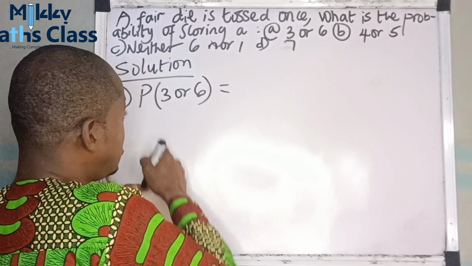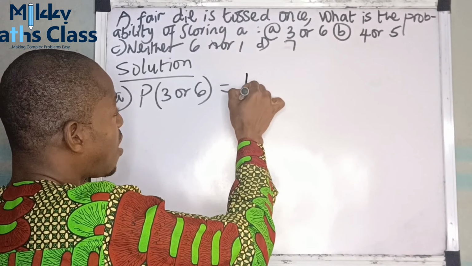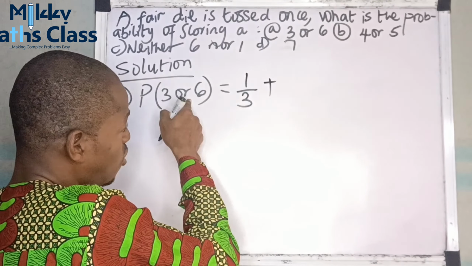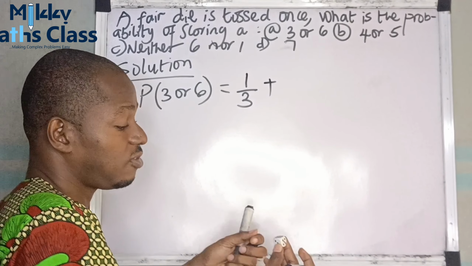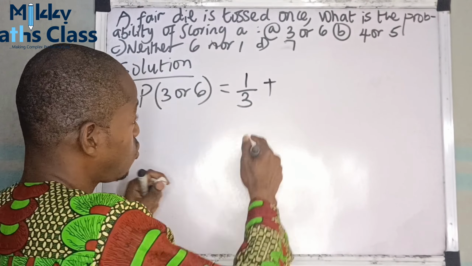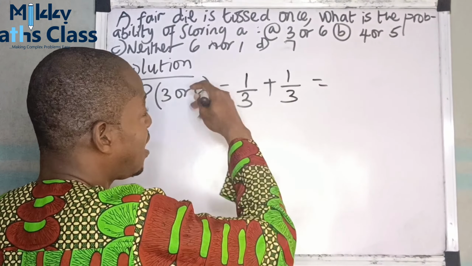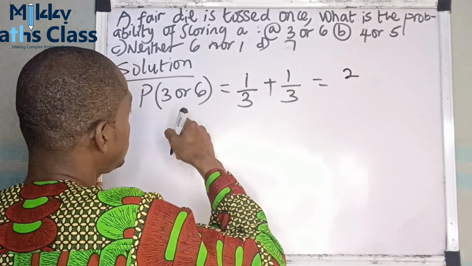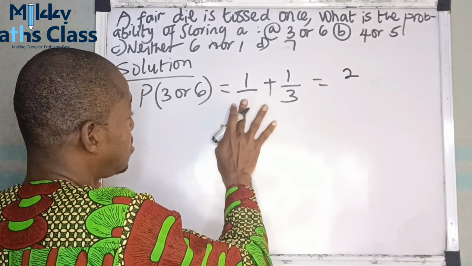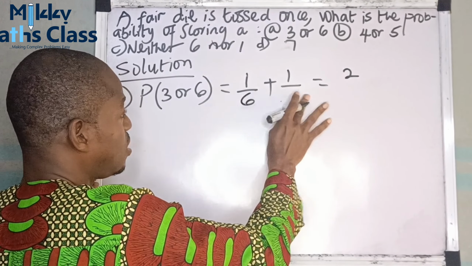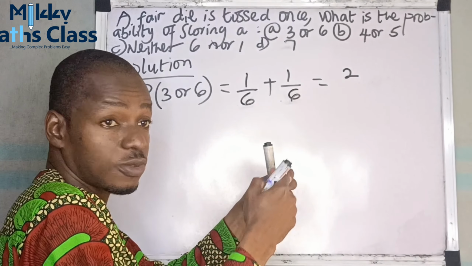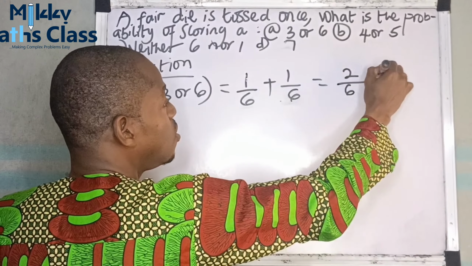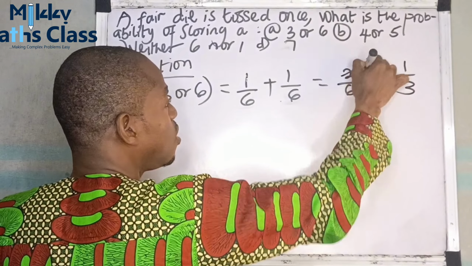So the probability of obtaining a 3 is 1 over 6, plus the probability of obtaining a 6. How many 6s do I have here? Just one, so that is also 1 over 6. Not 1 over 3, but 1 over 6, because there are 6 possible outcomes, 6 sides of the die. So 1 plus 1 is 2 over 6, which will give us 1 over 3.